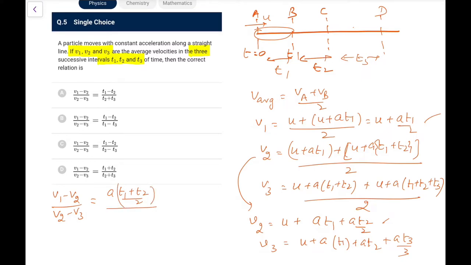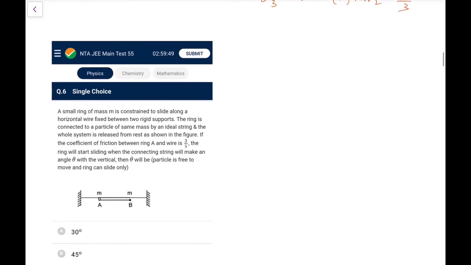And similarly, if I do V3 minus V2, on similar lines I'll get T2 plus T3 by 2 times A. So this is the plus sign I'm getting. So I'll go for option D, that seems to be the most appropriate one. Now going ahead, it's a good question in 1D, it will take time.